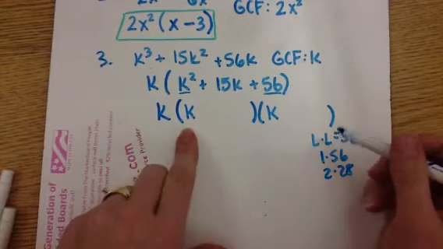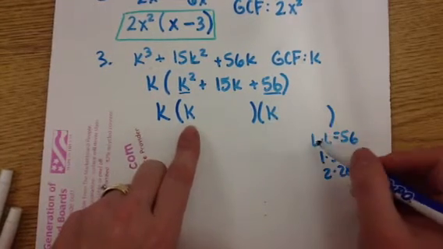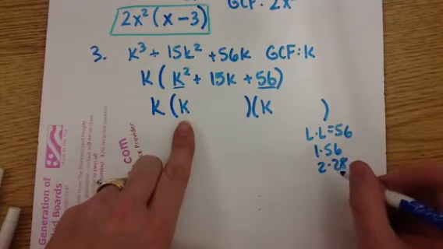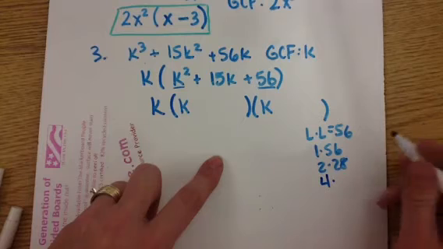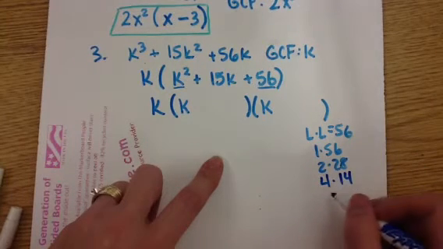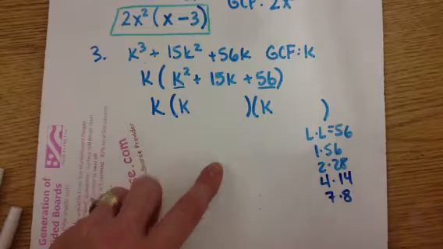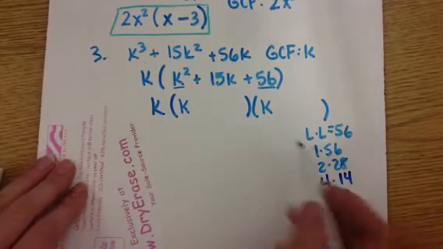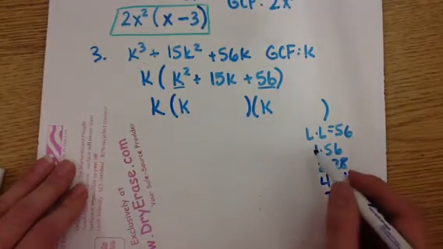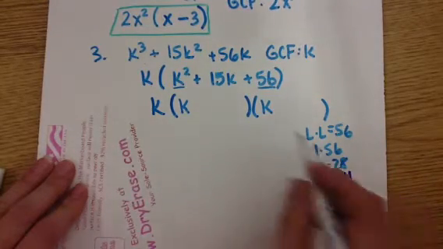Anyway, back to factoring this one. We started with k times k. Last times last has to be 56. So 1 times 56, 2 times 28, 4 times 14, 7 times 8. So I'm looking for a combination that gives me positive 56, so they either both need to be positive or both need to be negative.